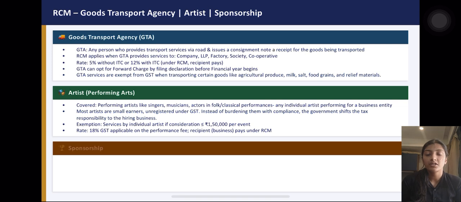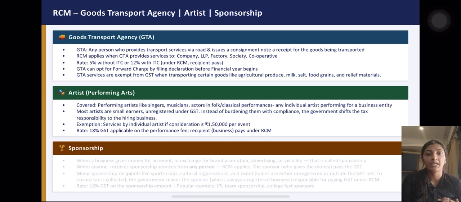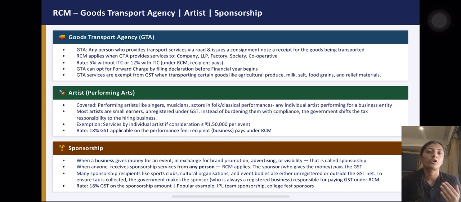Sponsorship. Sponsorship is when businesses give money to an event or a team in exchange for brand promotion or visibility. Under RCM, when any body corporate or partnership firm receives sponsorship, the sponsor, the one giving the money, pays 18% GST. Many sponsorship recipients, like sports clubs or cultural organizations, are unregistered. So the government makes the sponsor, who is always a registered business, responsible for the GST.